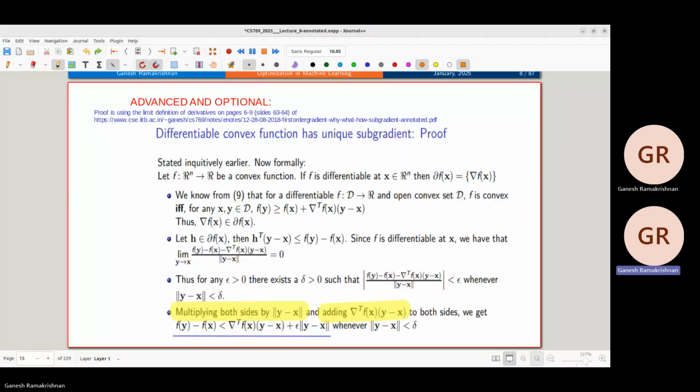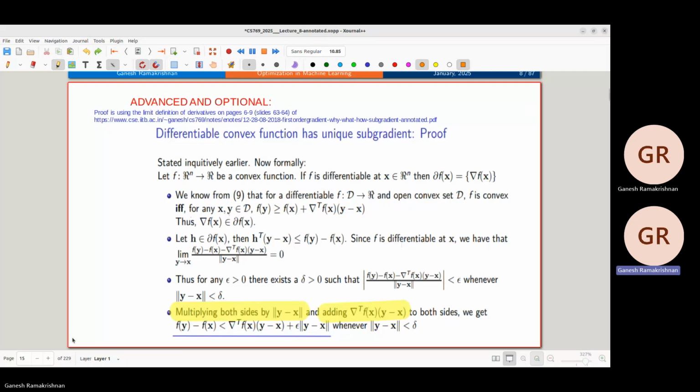Okay. So what have we done here specifically? We have taken H to be some random vector in the subdifferential. And we know from the definition of subdifferential that H transpose (y minus x) should be less than or equal to F(y) minus F(x). It's exactly the definition on the board.